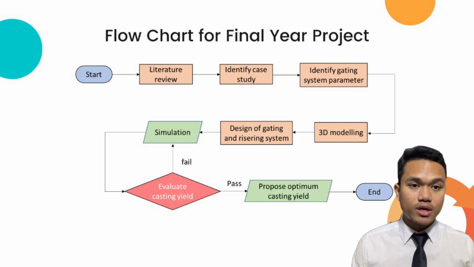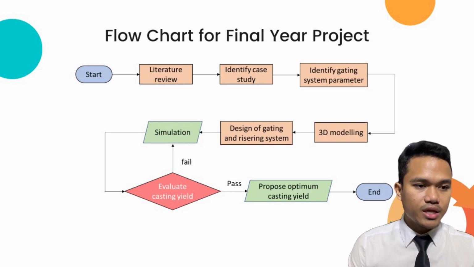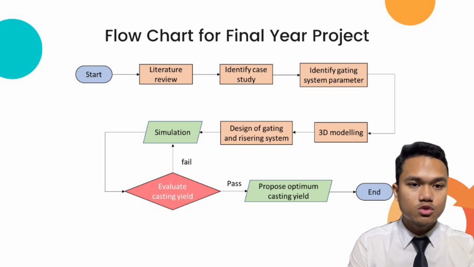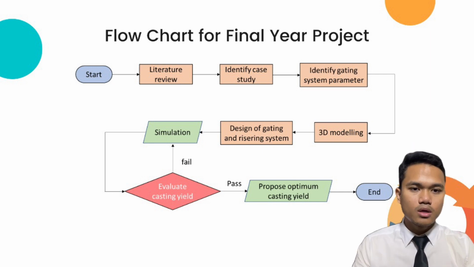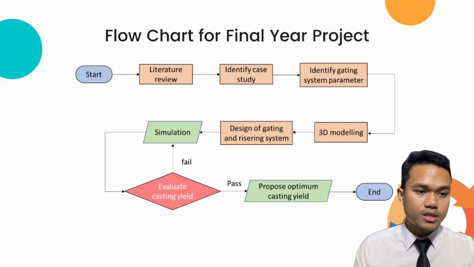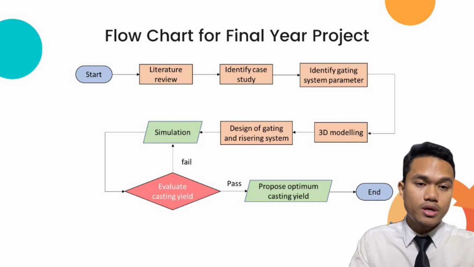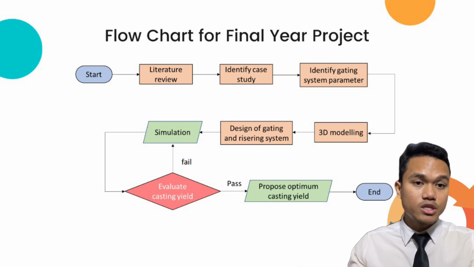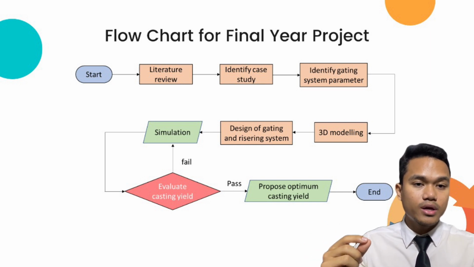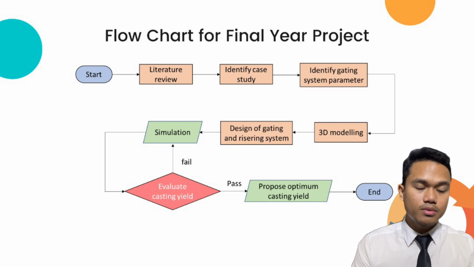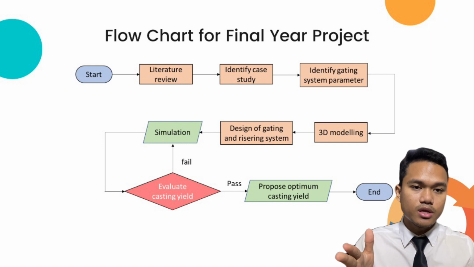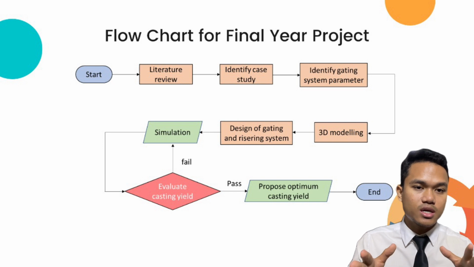And then I do the 3D modeling using CATIA, and then design the gating and risering system in the simulation software. After that, I start to simulate the model to see the casting process. From the result, I will evaluate the casting yield. Therefore, there will be several iterations of simulation in order to achieve an improvement of casting yield, so that I can propose an optimum casting yield, which I will compare the first trial of the simulation with the improved simulation and see the difference between this casting yield.